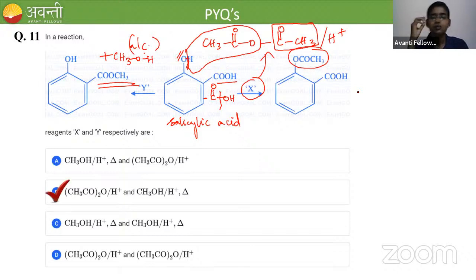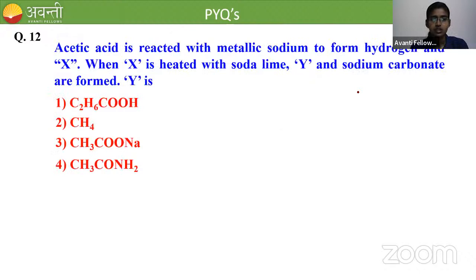Okay. So moving on to question number 12. So just take the question. Acetic acid is reacted with metallic sodium to form hydrogen and X. When X is heated with soda lime, Y and sodium carbonate are formed. We are asked to find out the compound Y. Try to find out compound X first and then try to find out the compound Y. You can get the answer within 30 seconds. That much easy it is.